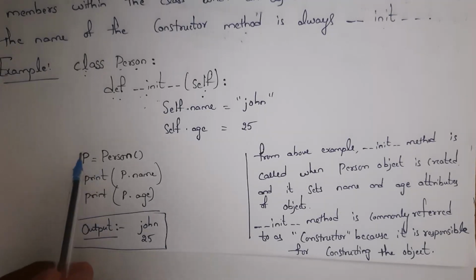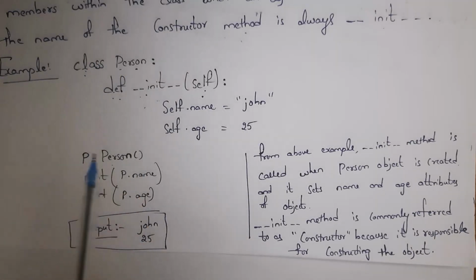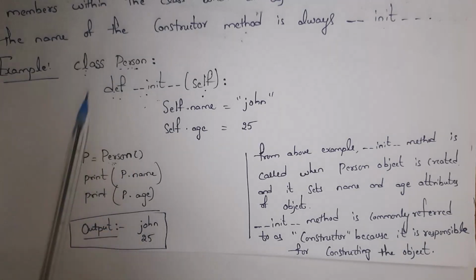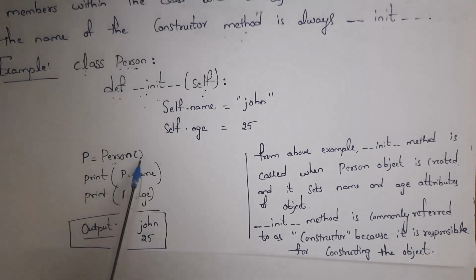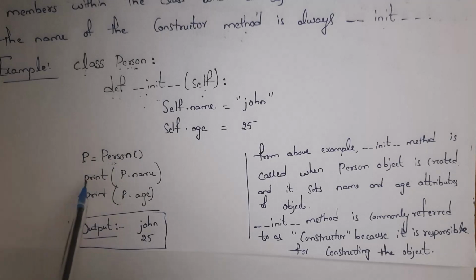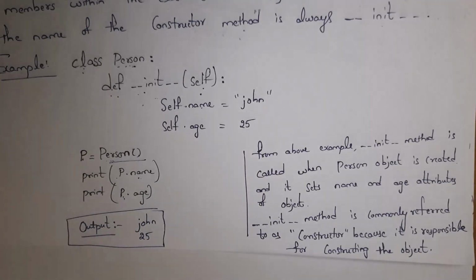p equal to, guys, an object is nothing but, here the class name is person. So whenever you write the class name and take brackets, then we call it an object. Here the class name is person. So I took person and I gave brackets. So we call this person an object. Now I am storing this object in variable p and next write print p.name and next write print p.age. So whenever I run this entire code, I will get output John and 25.